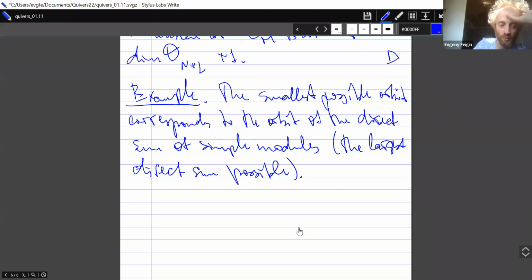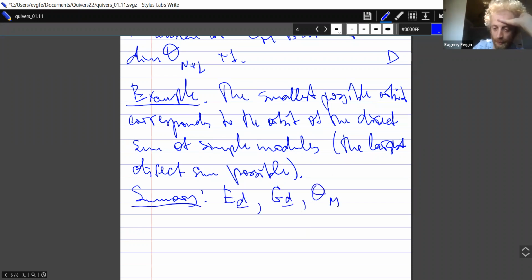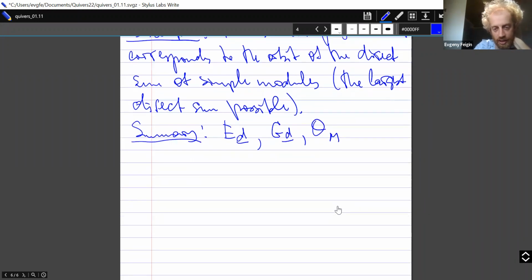So just one important summary we need so far is that we have Ed, and we have the action of GD, and we have the orbits OM corresponding to isomorphism classes of M. So this is what we'll need later on. And so if no questions, then let's move to another tool which is needed for the Gabriel's theorem, but also for many other applications.